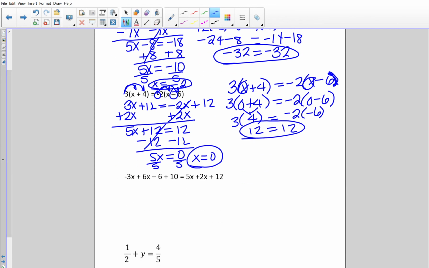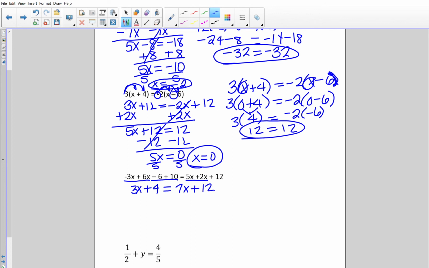Okay, so this problem right here is just super long, and you've got to do some simplification before you can solve it. So when you're working on the same side of the equal sign, you don't change your sign. So here, a negative 3x and a positive 6x simply subtract and give me a 3x. The negative 6 and the positive 10 simply subtract and give me a positive 4. And again, you can use your calculator to help you simplify. On this side, a 5x and a 2x is a 7x plus 12.